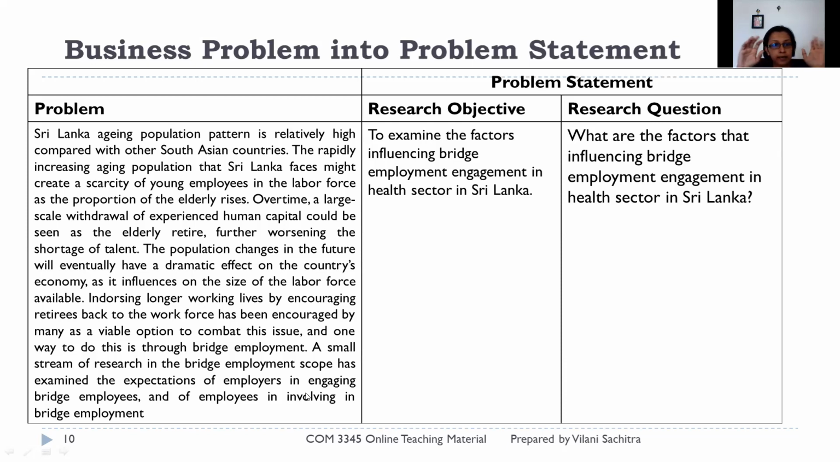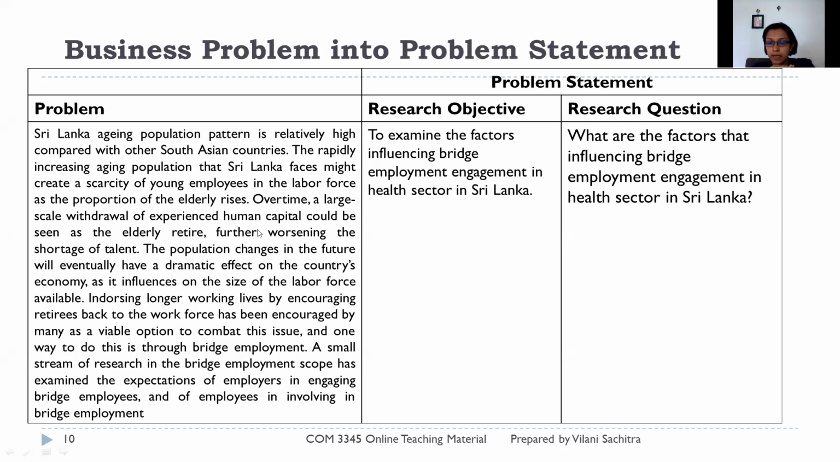So the rapidly increasing aging population that Sri Lanka faces might create a scarcity of young employees in the labor force as the proportion of the elderly rises. Over time, a large-scale withdrawal of experienced human capital would be seen as the elderly retire, further worsening the shortage of talent. Now, an aging population has two things, right?